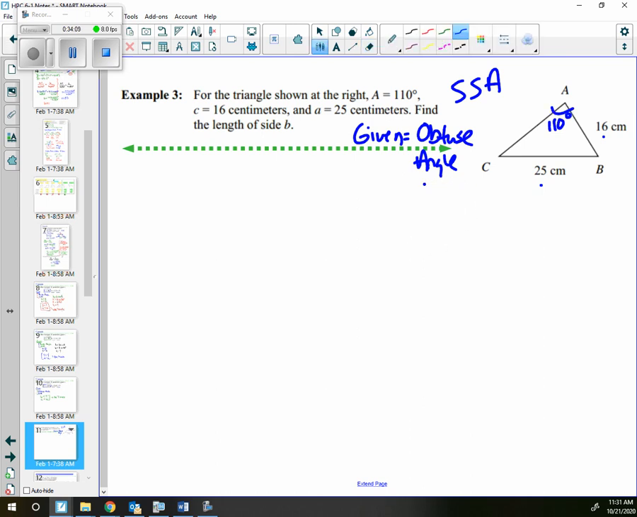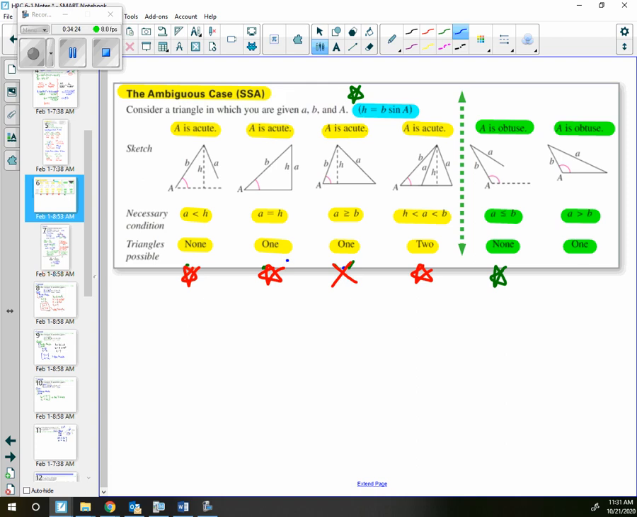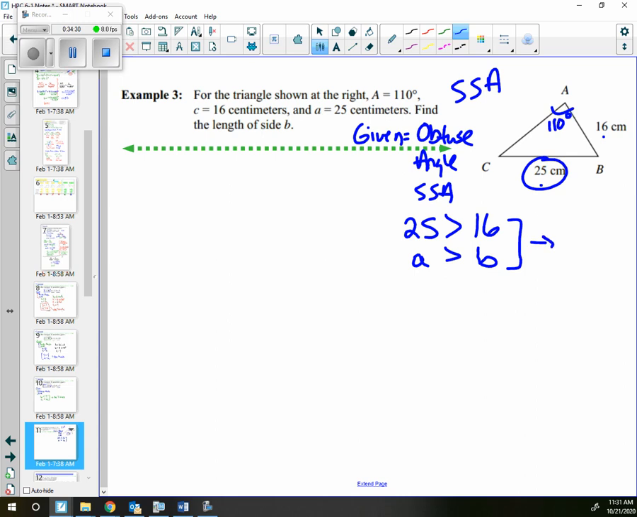So because it's side, side angle, let's make that comparison. The side across from the given angle is the 25. How does that compare with the other side that you're given, 16? Well, it's bigger. The A is bigger than the B. What does that mean? Let's go back to our pictures. In an obtuse situation, yep, it's got to be longer, right? Because it has to be the biggest side. So we know we're going to be able to solve, and this one is going to have one triangle.